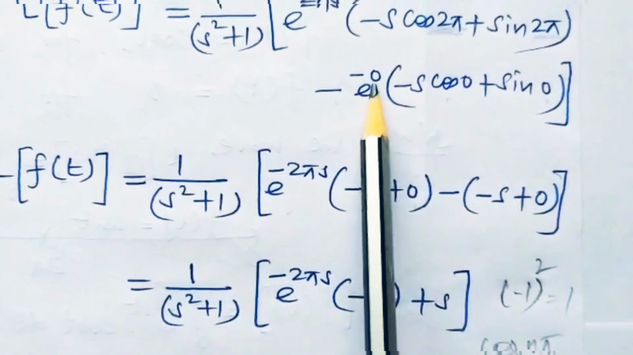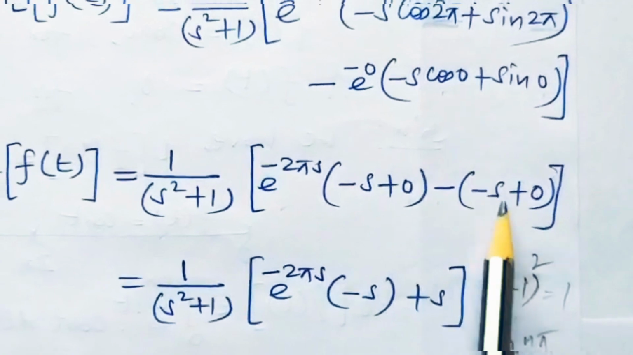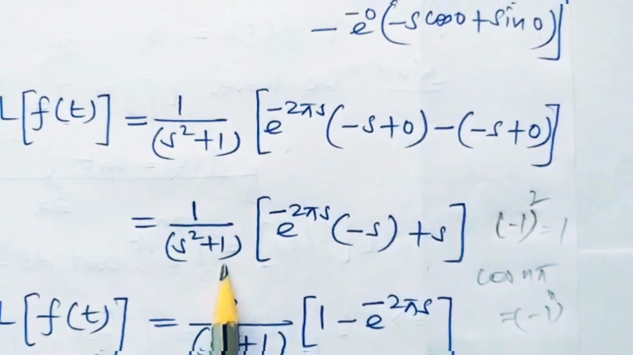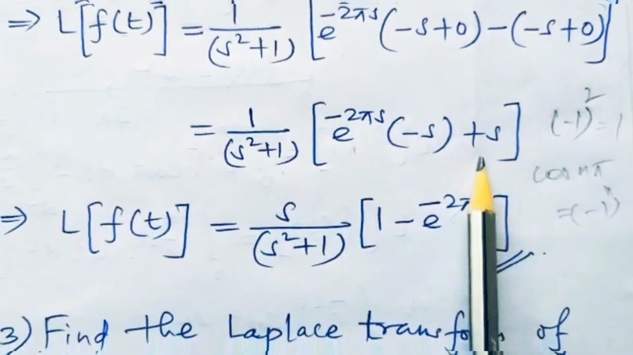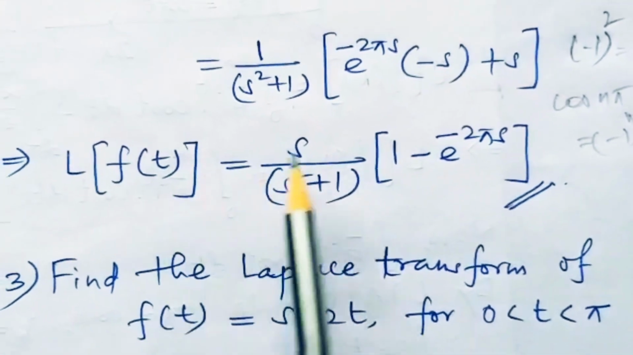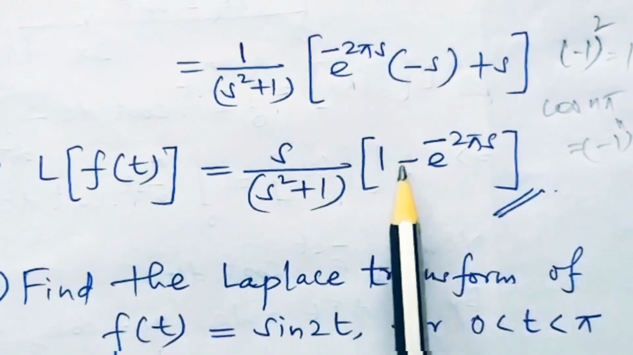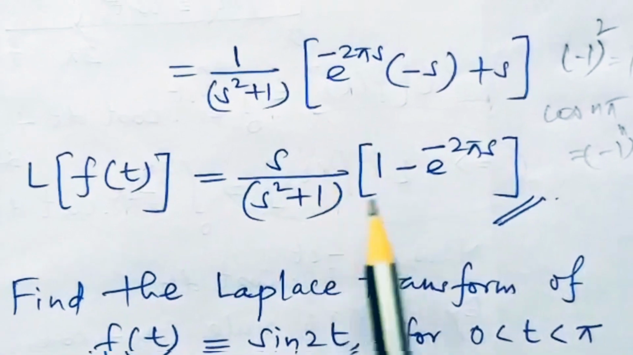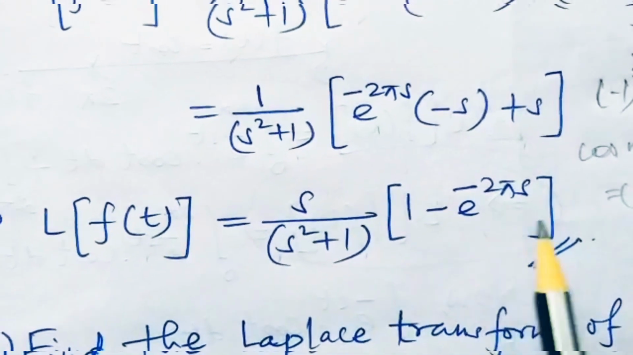E to the power of minus 0 is 1. So we can write a negative sign. Cos of 0 is 1, so it is minus s plus 0. On simplification, 1 by s square plus 1, e to the power of minus 2 pi s minus of minus s. Or we can rewrite in the form L of f of t as s divided by s square plus 1, times 1 plus e to the power of minus 2 pi s, which forms the final result, and everything is expressed in terms of s. That's why it is purely a function of s.